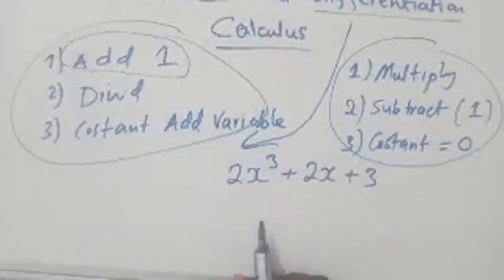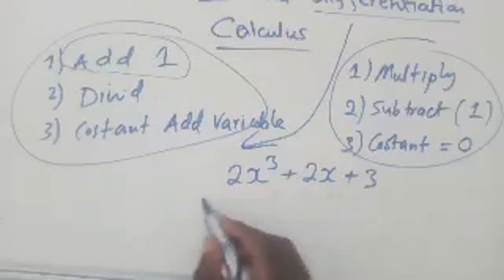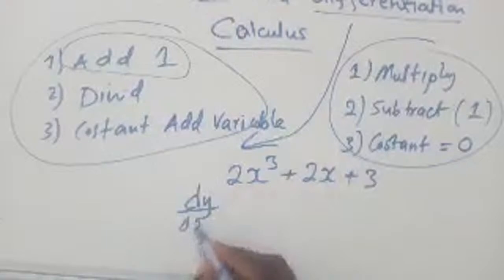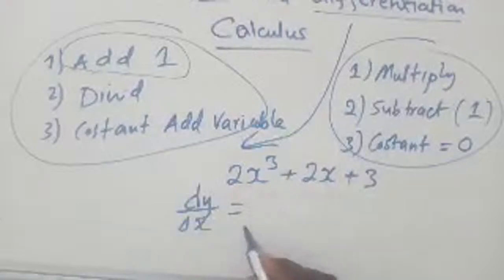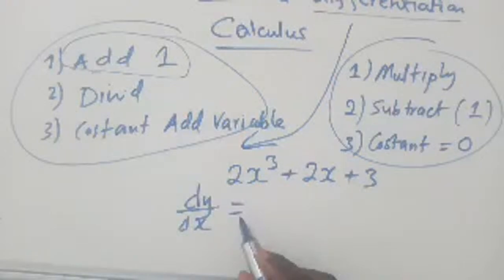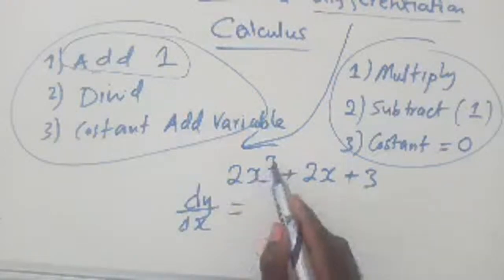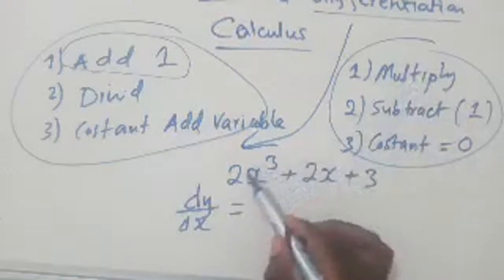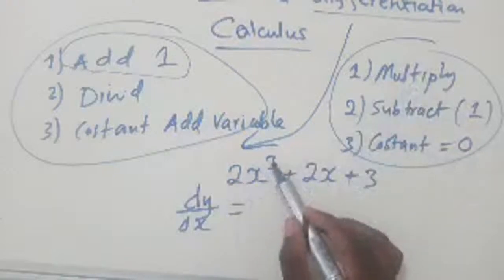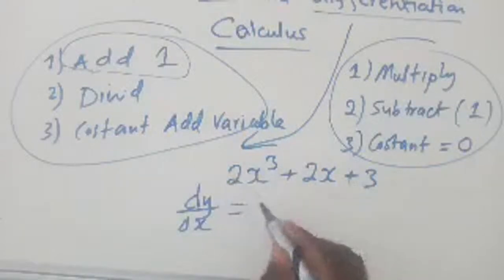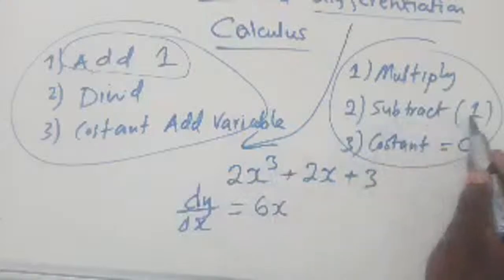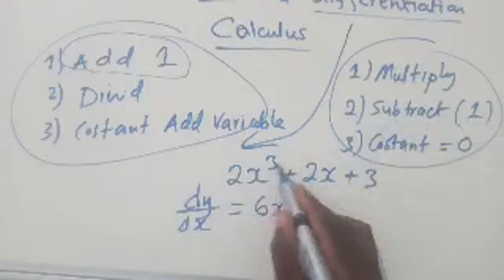So how do you differentiate this one or find the derivative of this one? You just write dy dx. Okay, so now you say rule number 1, multiply the power. So this power is multiplied by the number which is in front. So 3 times 2 is 6x. The new power, subtract 1. So 3 minus 1 is 2.